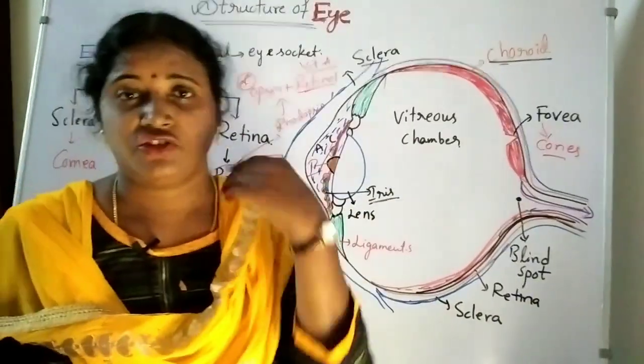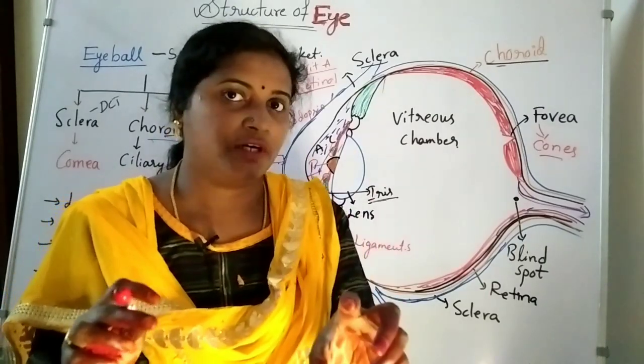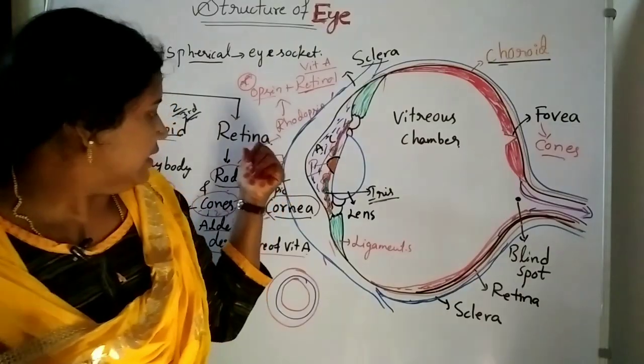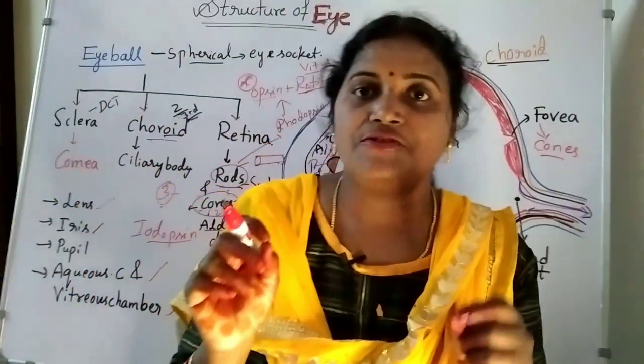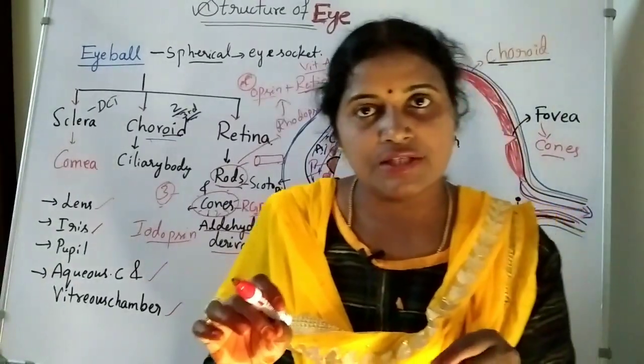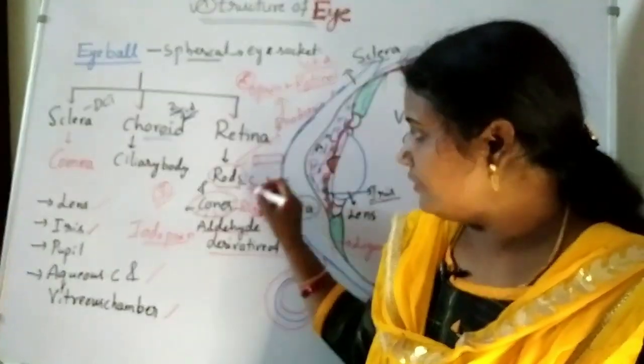What structures are responsible for vision here? So many important questions we'll get from the retina only. Listen carefully. Here the retina contains photosensitive compounds, and the photosensitive cells are known as rods and cones.